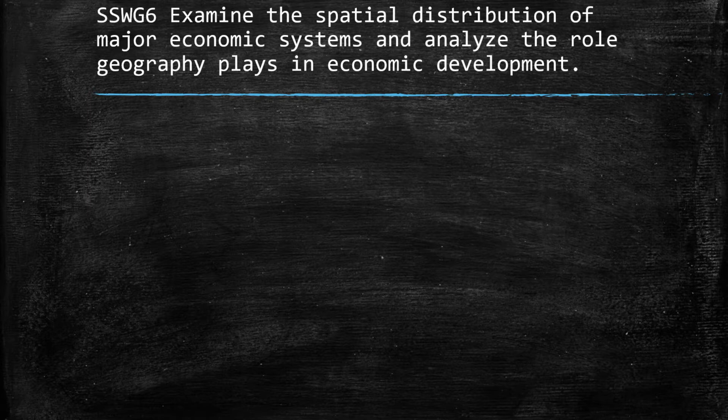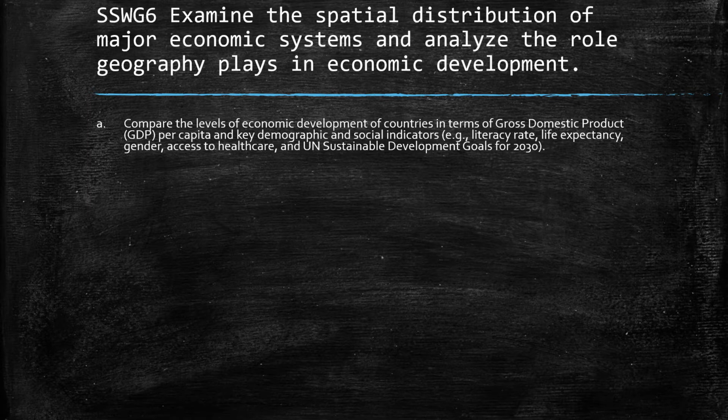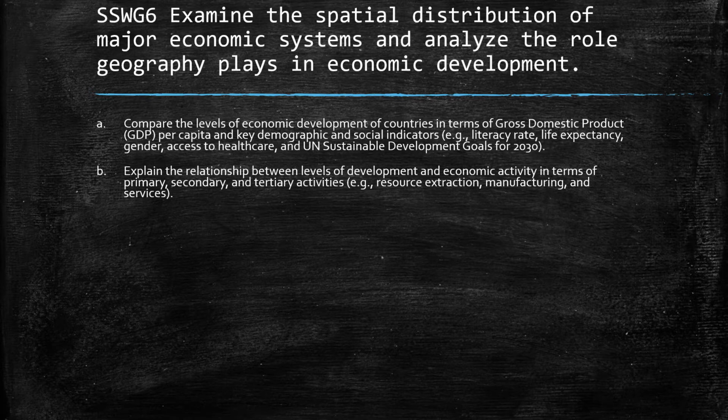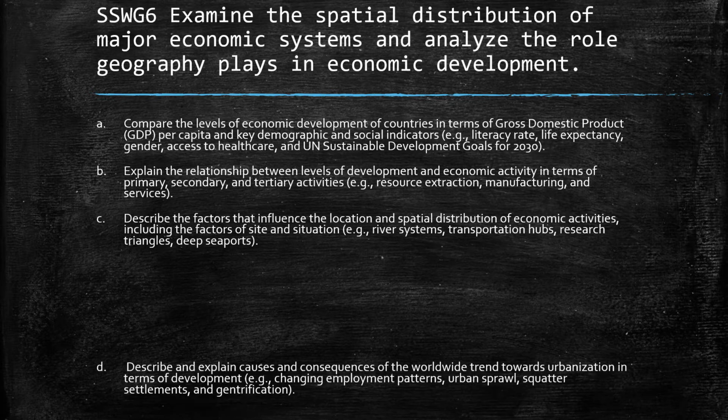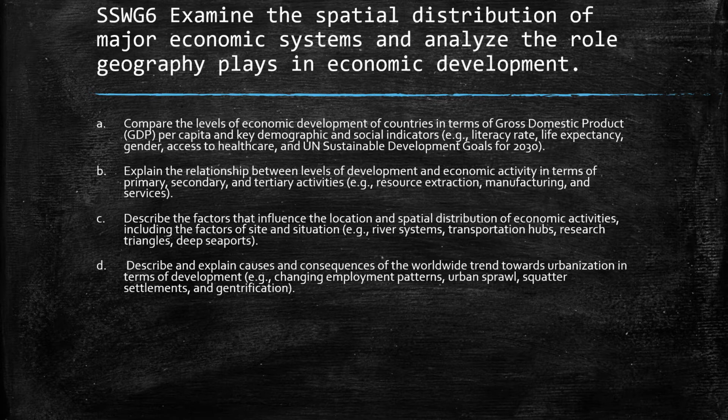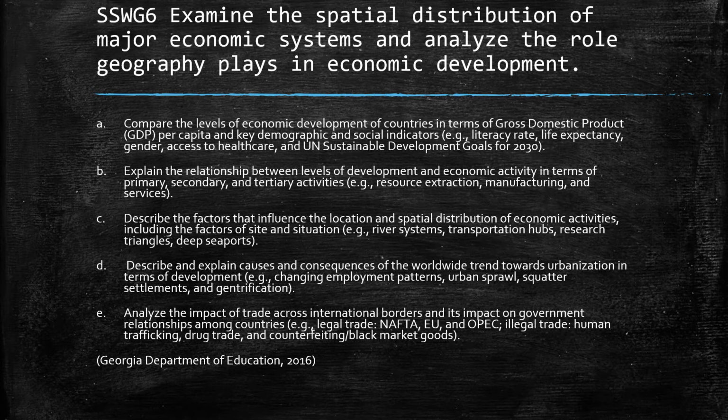Overly simplified, they are: compare the levels of economic development, explain the relationship between levels of economic development and economic activity, describe the factors that influence the location of economic activities, describe the causes and effects of the trend towards urbanization, and analyze the impact of trade. Today, we're going to focus on the first of those strands.